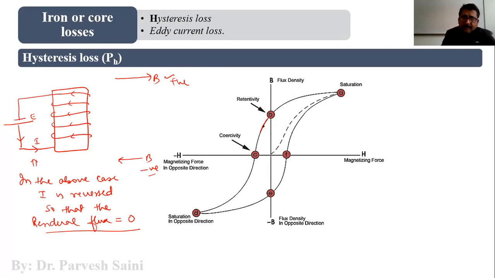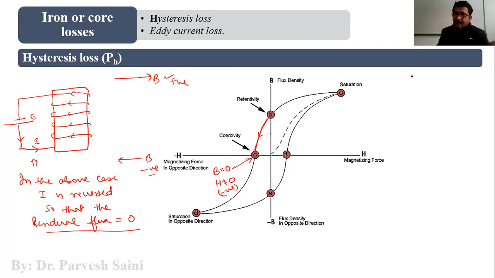Okay, so now what will happen? The ferromagnetic material will start demagnetizing, and at this particular point, B is equal to 0. But now we have another effect that we see in ferromagnetic material, and that is at this point H is not equal to 0, rather it is negative, right?